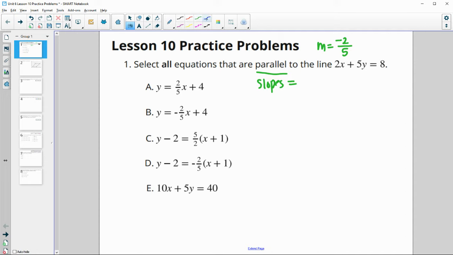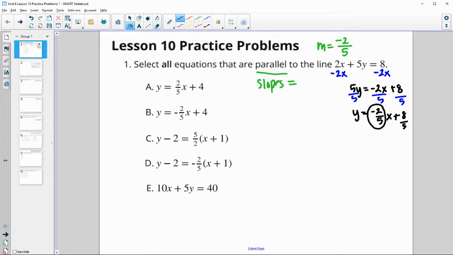If that doesn't make a lot of sense to you to be trying to do it in your head, you can write it down. So subtract 2x from both sides, and we end up with 5y equals negative 2x plus 8. And then divide by 5 to everything. So then you will end up with the slope-intercept form of y equals negative 2/5 x plus 8/5. And this is your slope of the line.